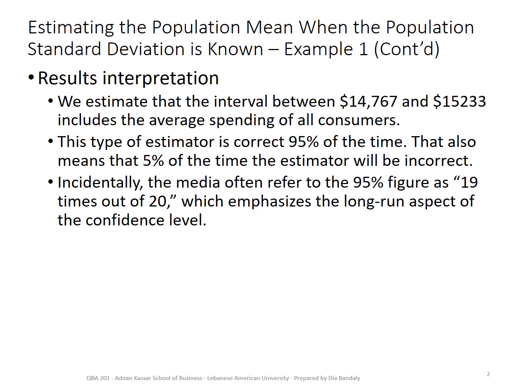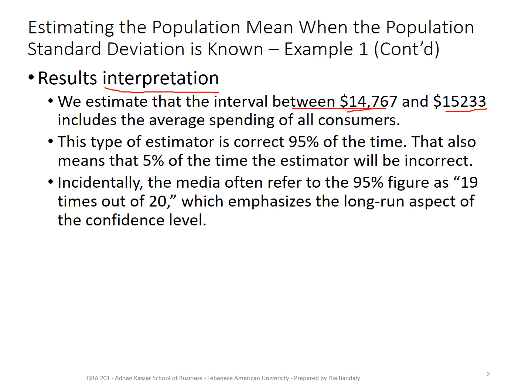So let's interpret our results. As I always tell you guys, whenever you use any statistical tool, finding the results is not enough. The interpretation is very, very important. So what are we saying? We are saying that this interval between 14,767 and 15,233 will include the mean spending of all the consumers. This is a very, very powerful interpretation, right?